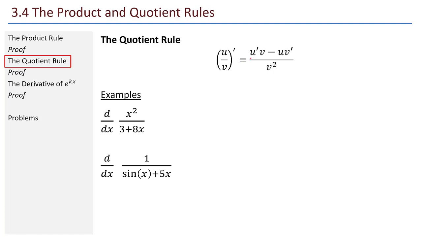And the rule says take the derivative of the top times the bottom minus the top times the derivative of the bottom, and then divide by the bottom squared. All right, let's see some examples.